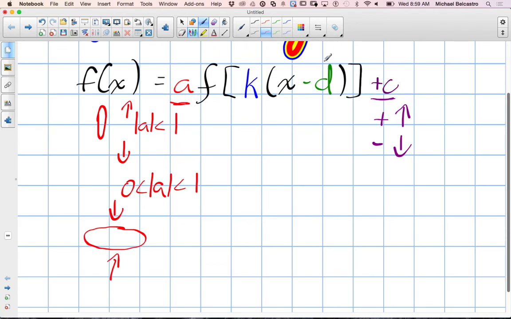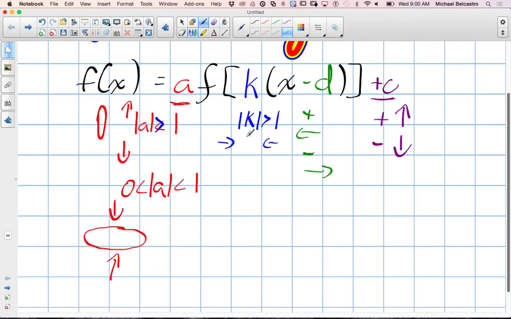Everything under the function, within that umbrella of the function we talked about, is kind of the opposite. Everything outside is a vertical movement, everything inside is horizontal. If we have a positive d value, we're going in a negative direction to the left. If we have a negative d value, we're going in a positive direction to the right. And this one's probably the most confusing: horizontal compressions. If you have an absolute k value greater than 1, it's actually being compressed horizontally.